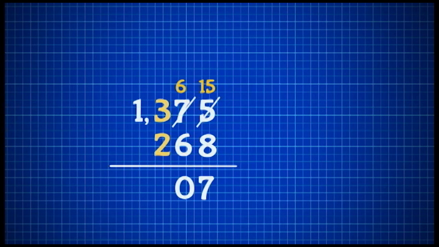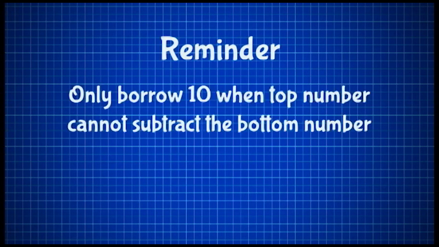We move on to the hundreds place. 3 minus 2 is equal to 1. And 1000, 1 minus 0 is still 1. Combine it together, the answer is 1107.